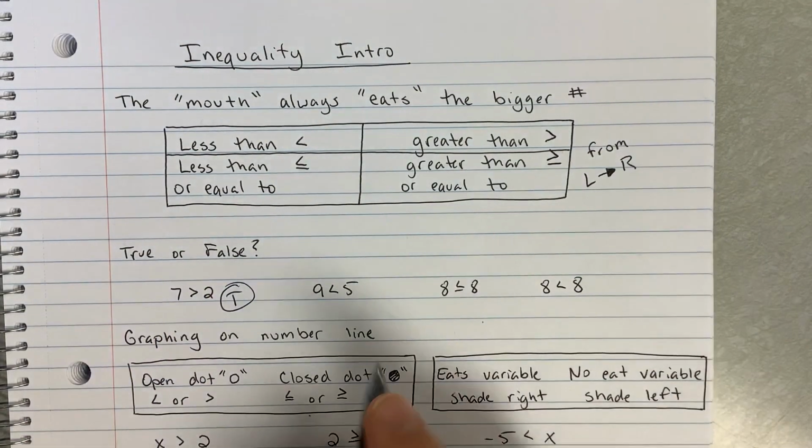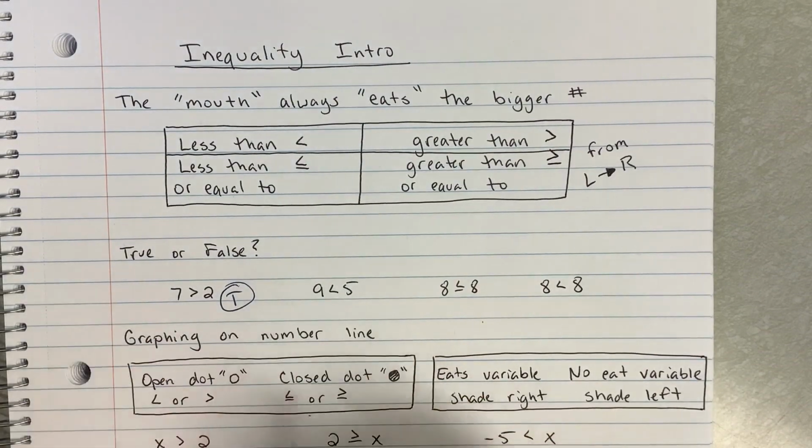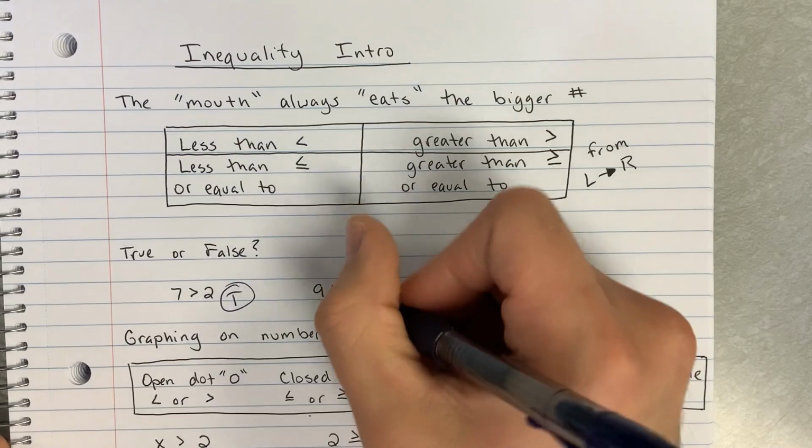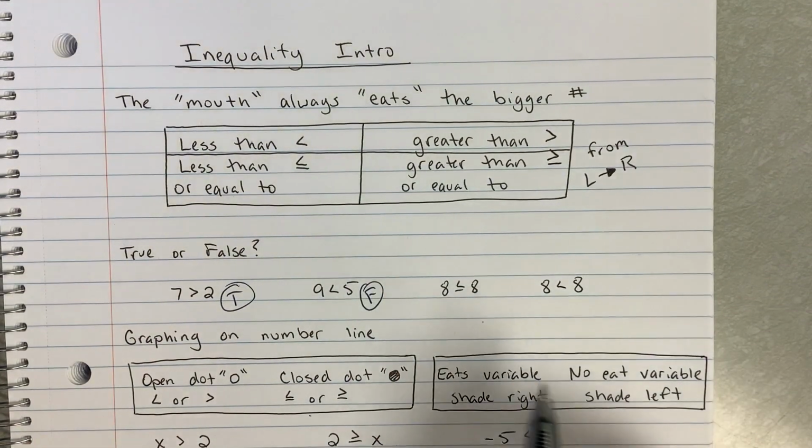Okay, I'm gonna go through the line here. I'm looking at this one, right? The mouth is eating the 5. So I ask myself, is this 5 bigger than 9? No, that is false. If you said true, you're doing some voodoo mathematics.